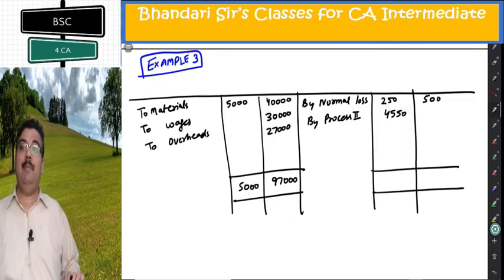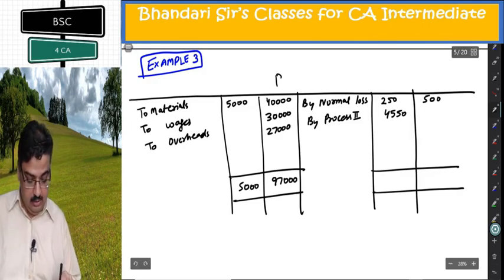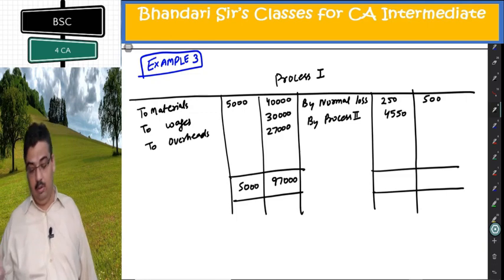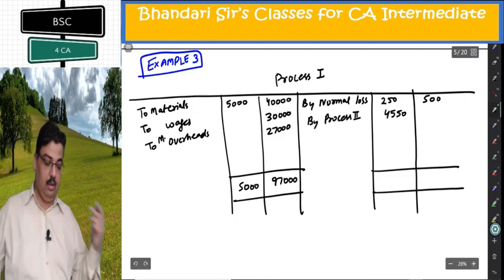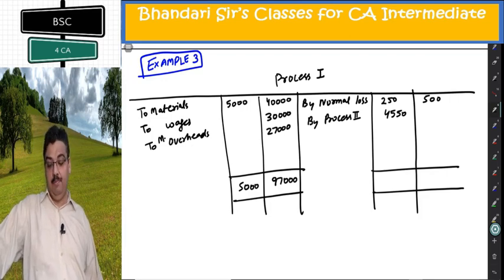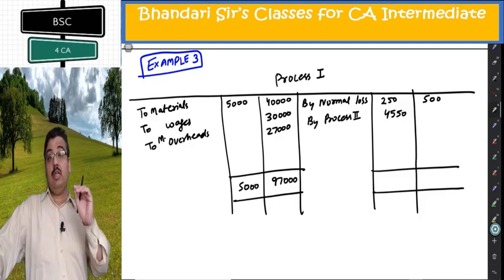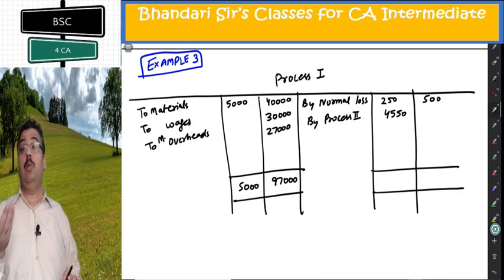So I reach example number 3. The starting data is same, that is what I have noted already. This is 5,000 units input, 40,000 cost, wages same 30,000, manufacturing overhead same 27,000. On the credit side, by normal loss 5% of input, 250 units, at 2 per unit scrap value, 500. Output is given, 4550. There are 3 ways of computing abnormal loss or abnormal gain.